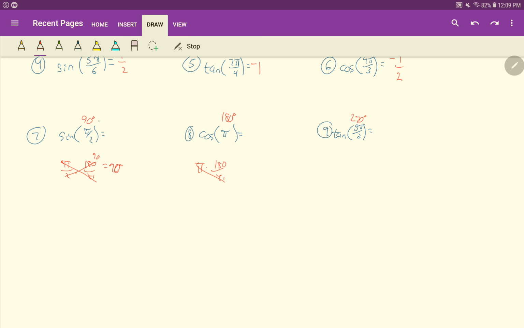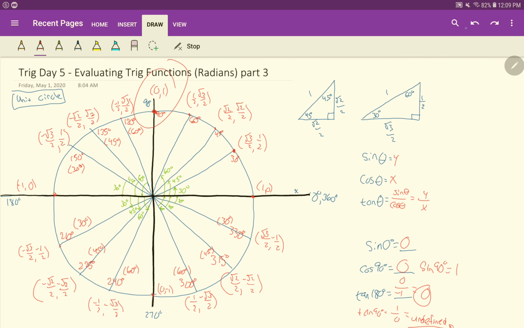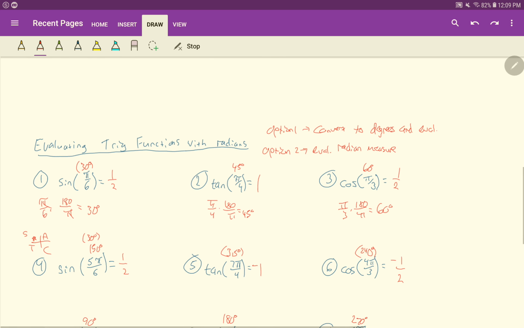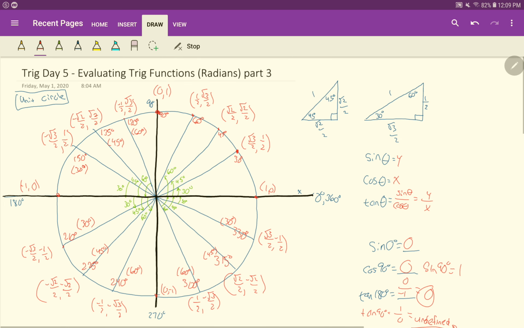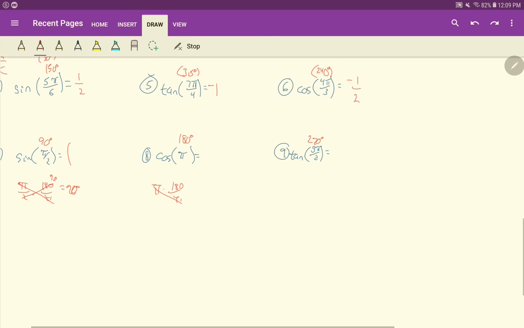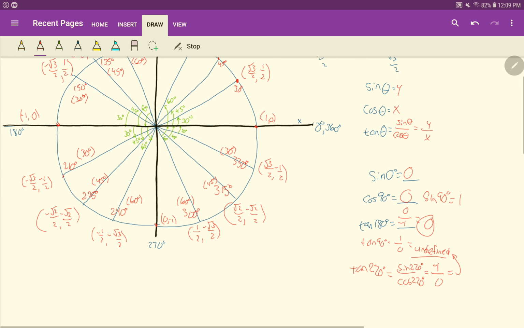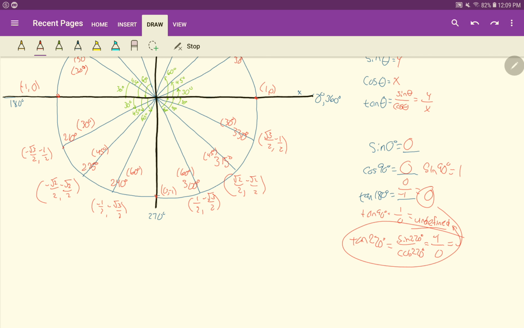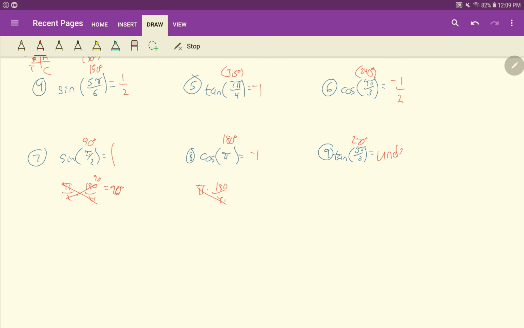All right, let's talk about these real briefly here. Sine of 90, remember sine is the y-coordinate, so at 90 degrees, the y-coordinate is 1. So sine of 90 is 1. Cosine of pi, cosine is the x-coordinate, so -1. And then finally tangent of 270, actually I think we already did that one. Yeah, we did it right here. It was undefined. So again, there's that undefined idea.